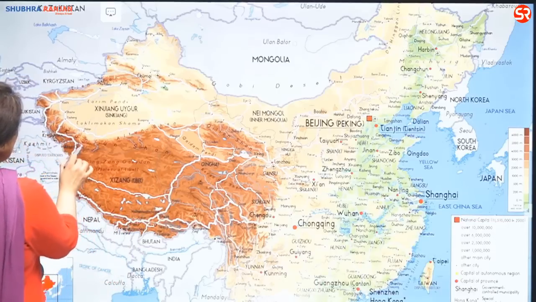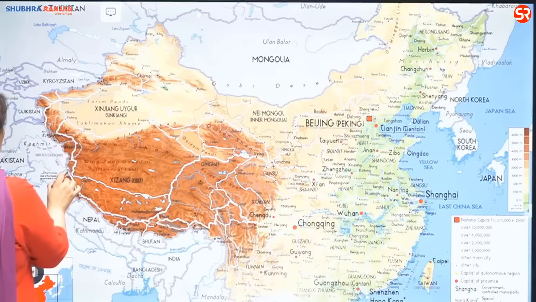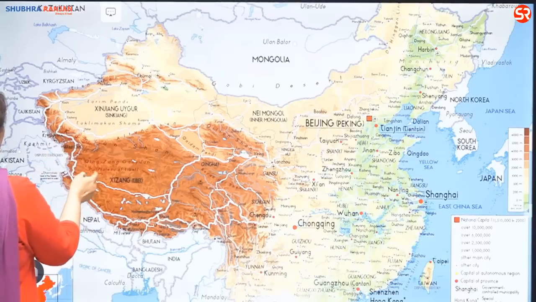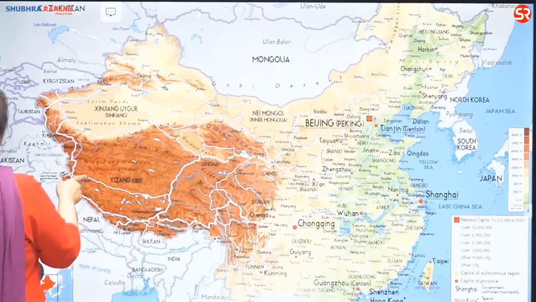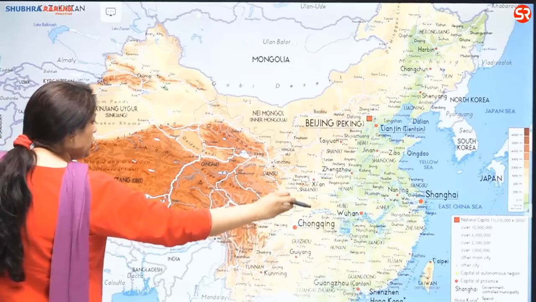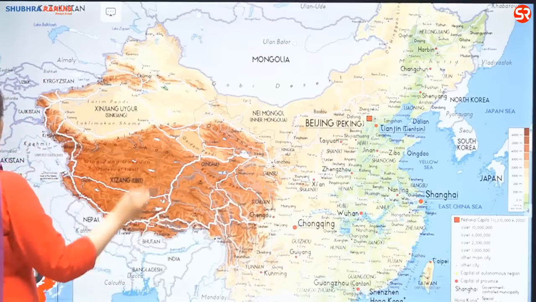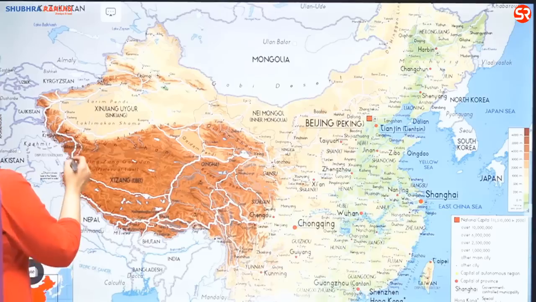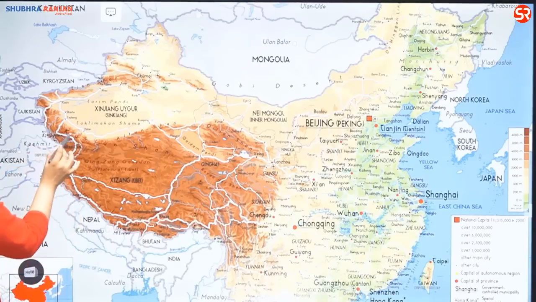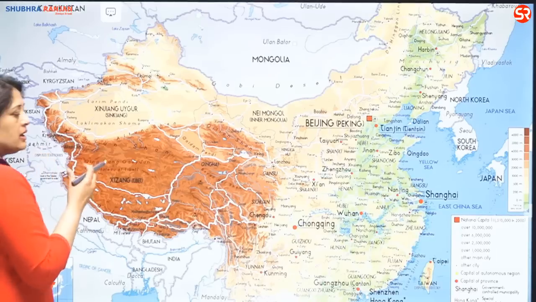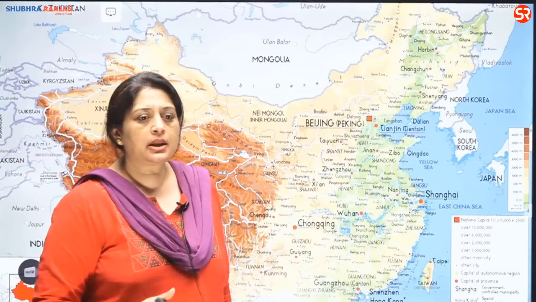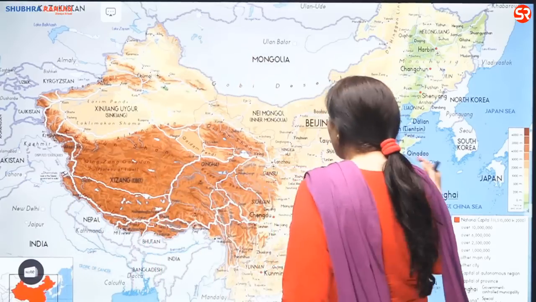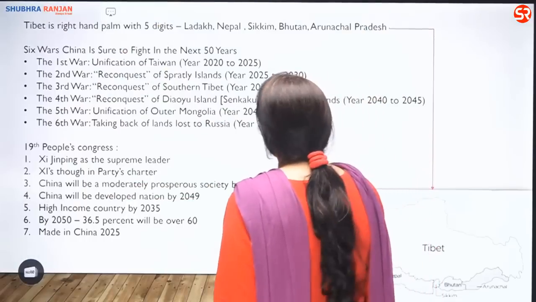Now, Aksai Chin is very important for China because it is an all-weather route connecting the two restive provinces. And in order to overcome its maritime dilemma, especially the Malacca dilemma, it is very important for China to go for the CPEC corridor, which goes through POK, Gilgit-Baltistan, and after India changed the status of Jammu and Kashmir, China has become concerned. So that is one of the reasons behind China's action.